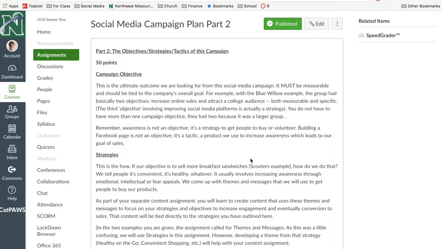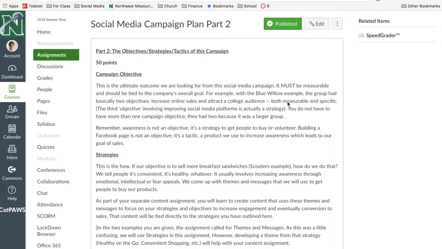So, for example, in the Blue Willow example that you had, this group had two objectives. Now, you only have to have one campaign objective. Just realized I spelled that wrong. So you only need one campaign objective. They have two because there was, I think, 5 or 6 people in their group. Okay? But they had two objectives. One was to increase online sales, and the other objective was to attract a college audience.